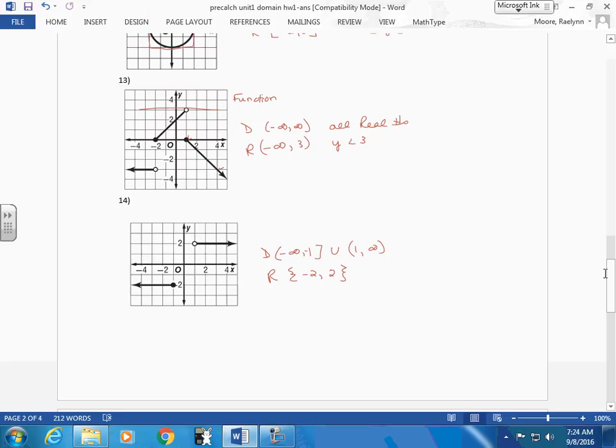Number 13. This is a piecewise function. We do piecewise. I know you guys did piecewise, and I think you even did them in Algebra 1. Common Core in Algebra 1 does piecewise. So just make sure this is a function first. Your domain is covering all real numbers, and your range is stopping right here. Everything down here is covered.